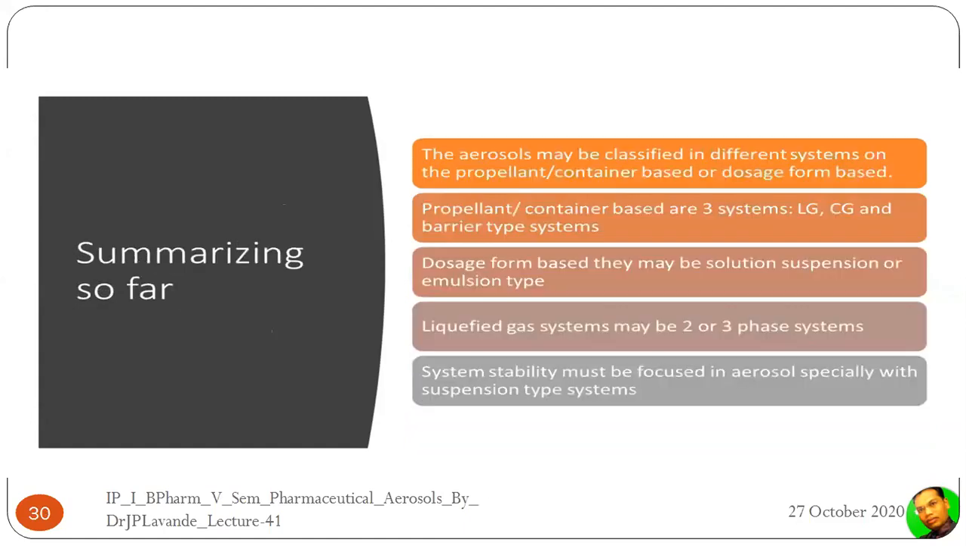Just to summarize what we have covered about aerosols. They may be classified into different systems based on the propellant, the container, or the dosage form. Based on the propellants and the containers, there are three different types of systems: liquefied gas, compressed gas, and the barrier type system. Based on the dosage form, they may be solution, suspension, or emulsion type. The liquefied gas system may be a two or three phase system, and system stability must be focused on in aerosols, specifically with suspension type systems.